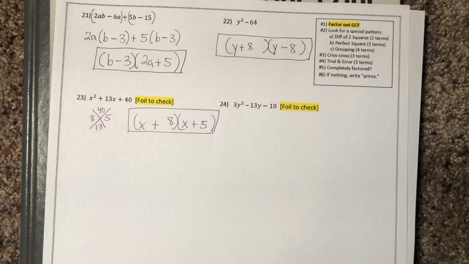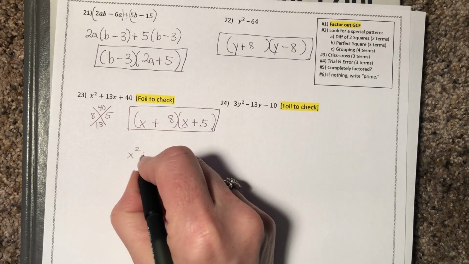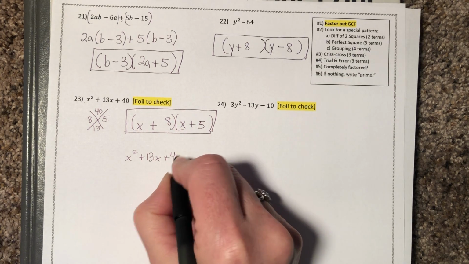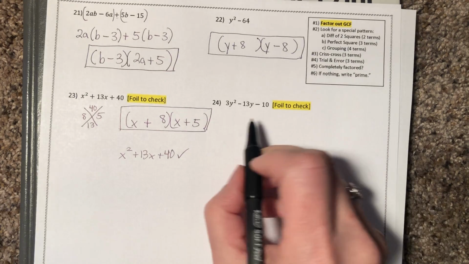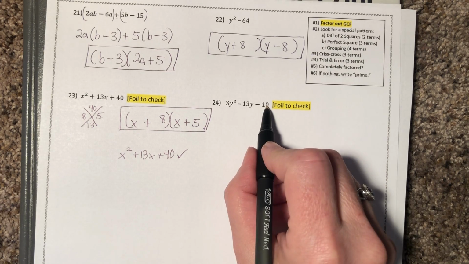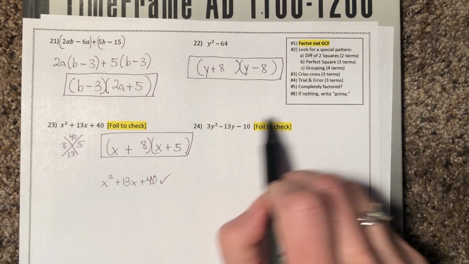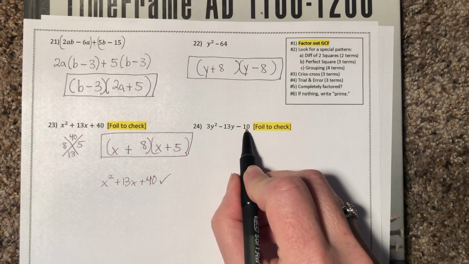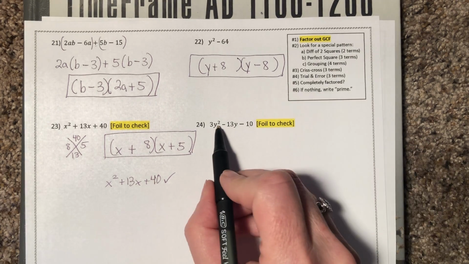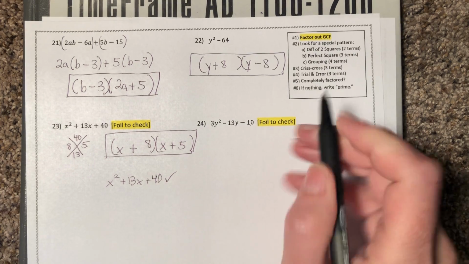And the last, failed to check. x squared, 5x plus 8x, 13x plus 40. Check. Okay, now number 24. No greatest common factor. Step 2. The only thing it could be is a perfect square because it has 3 terms, but 10 doesn't have a square root. Going down, the next 3-term thing is a crisscross. No, it's got a number in the front. Can't be crisscross. Trial and error.